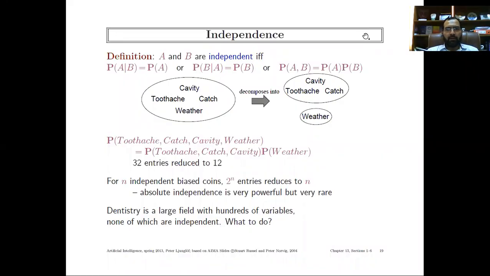So here we have 32 entries actually reduced to 12, because all other entries are not possible. So if you have other combinations, they cannot be defined over here. So for n independent Bayes-Coin, you can say that 2 raised to the power n entries reduces to n. Absolute independence is very powerful but very rare.